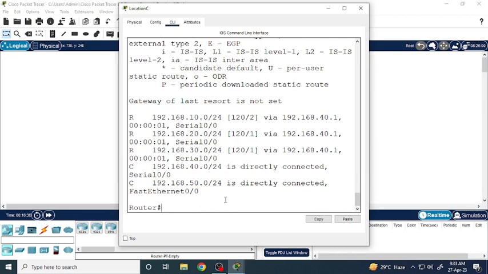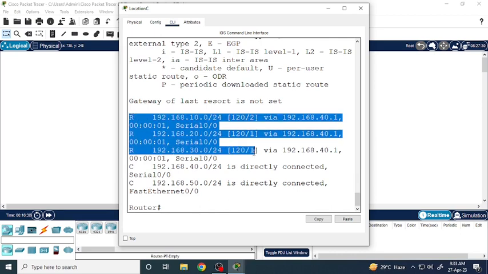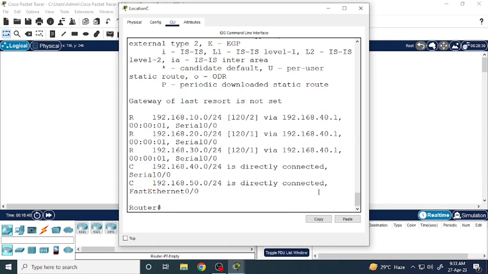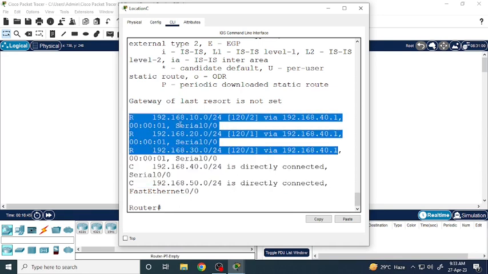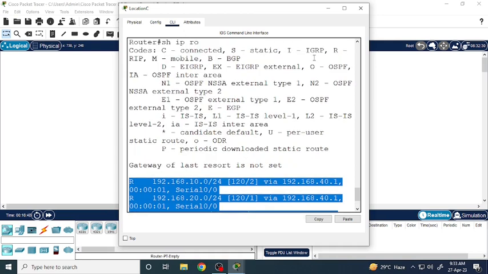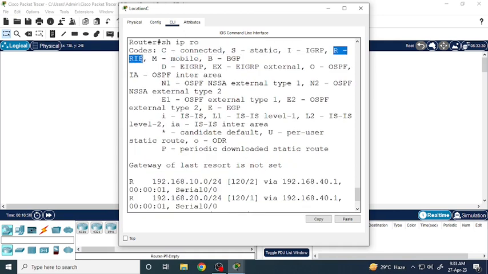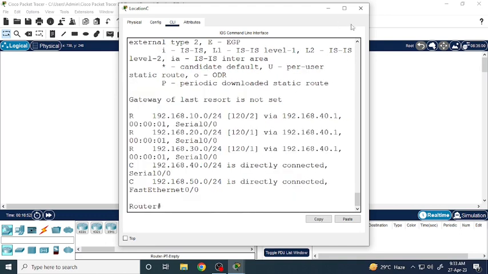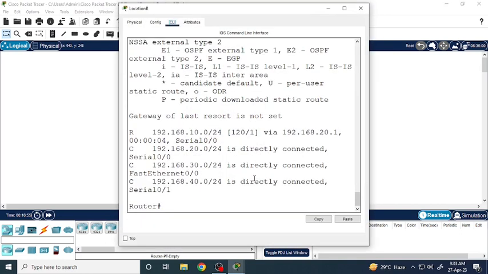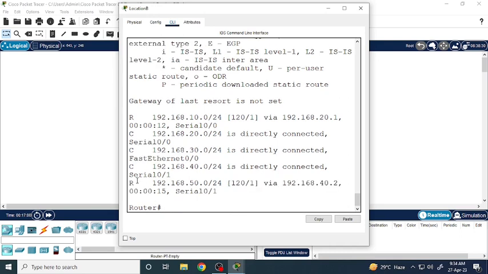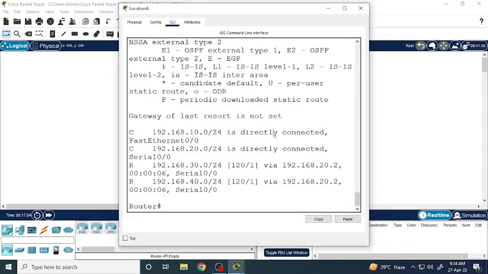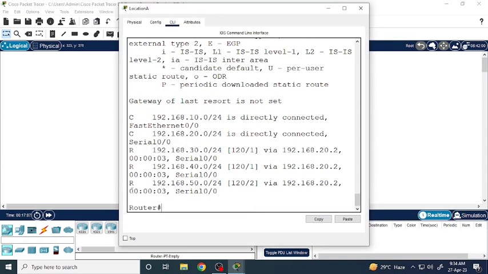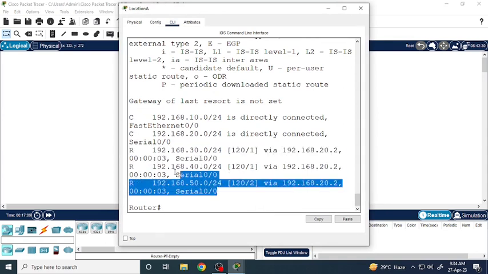And if you see, all the routes are here now. We have 5 network IDs, and 5 network IDs are present here. 3 were provided by RIP. Okay, this R symbol is used for RIP. Here you can see that this is the code for RIP. Okay, so let's verify on the second one. There you go. Here you have 2 routes provided by RIP, and the first one again 3 routes provided by RIP. Okay, these 3.